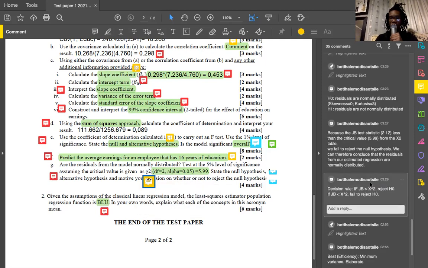If JB, which stands for Jarque-Bera, is bigger than chi-squared, then you reject the null hypothesis. Then if JB is smaller than chi-squared, you fail to reject the null hypothesis. And then there's a formula for this, for JB specifically.